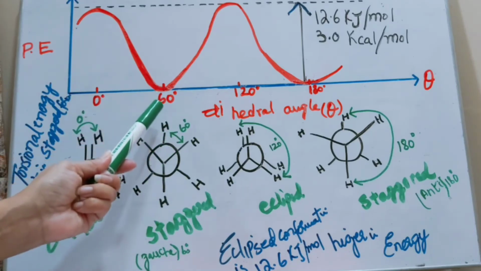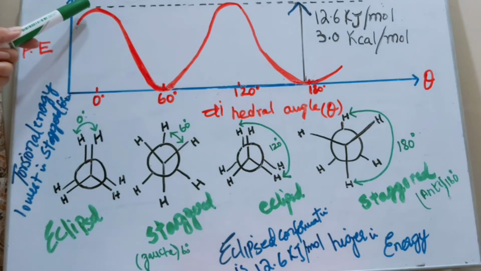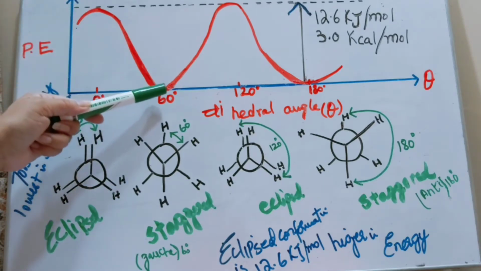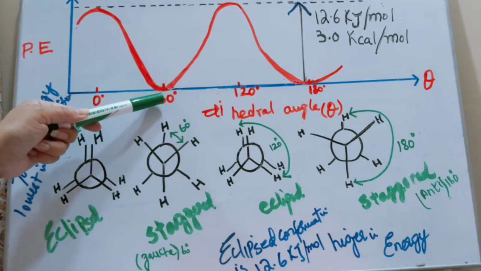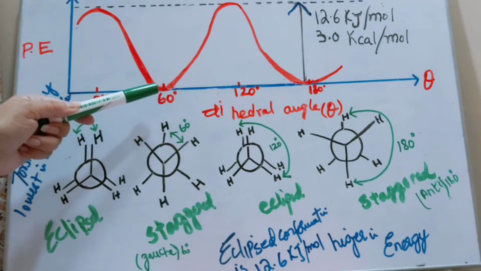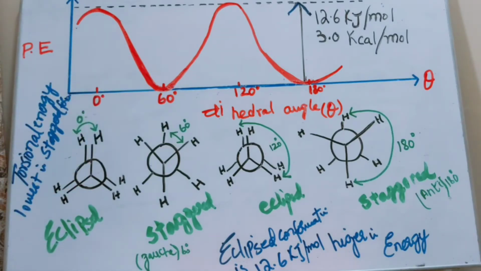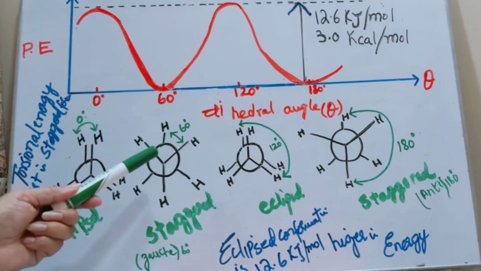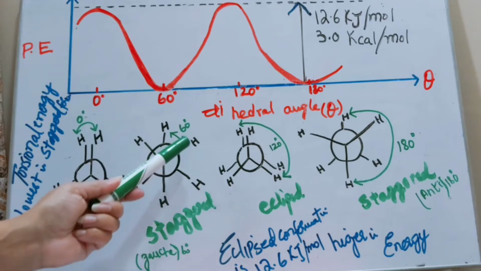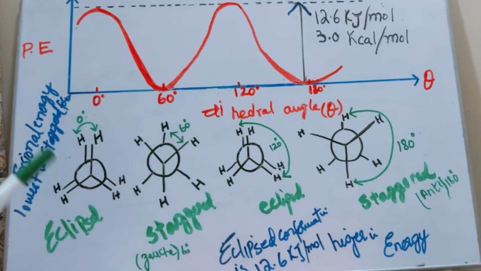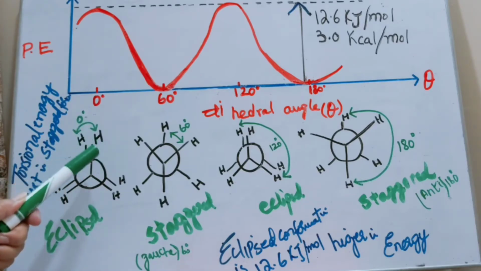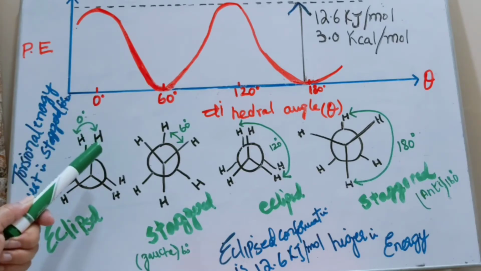You can see here the potential energy over here is this much, whereas here it lowers down when the angle is 60 degrees. So between the eclipsed and staggered conformations, the staggered is lowest as compared to the eclipsed due to the large separation between the electron clouds of the carbon hydrogen bonds. Whereas the eclipsed conformation, that is this one, brings the carbon hydrogen electron clouds closer.